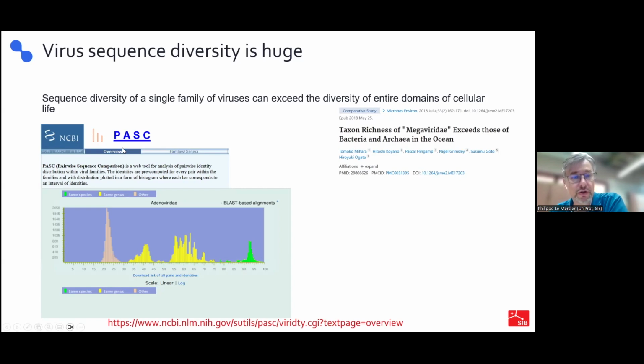Here I show you a tool called pairwise sequence comparison. It was created by people from the taxonomy classification group at NCBI. You see, for example, the sequence conservation among adenoviruses: within the same species you have about 90%, but in the same genus you go down to 60, 55%. And in the family, it's down to 20%. So between families, there is no way you can really make an alignment of proteins because the diversity is huge. But you will see that for structure, it's different.